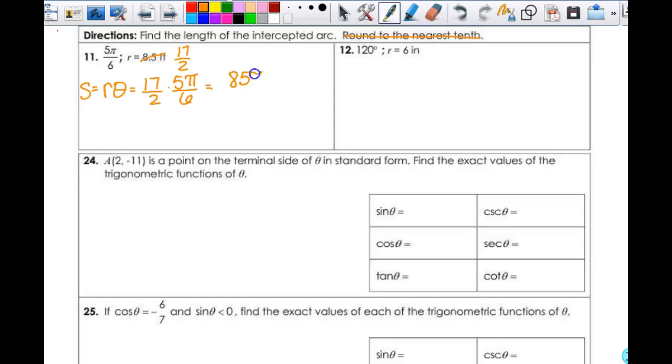85 pi over 12, and that's feet. All right, so number 12.